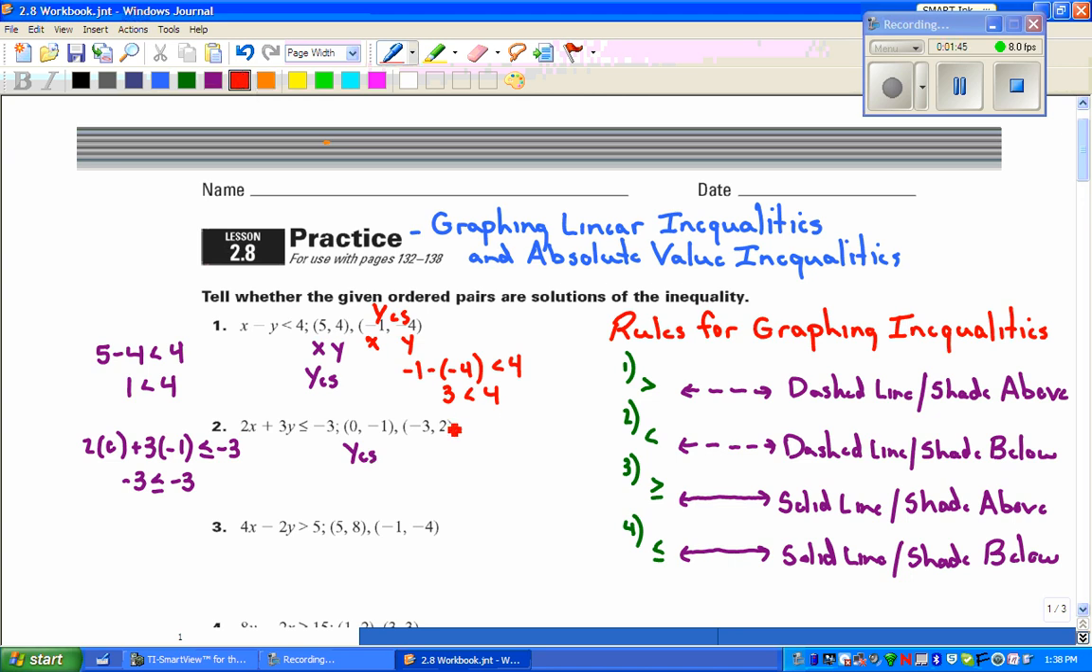All right, in red, 2 times negative 3, plus 3 times 2, less than or equal to negative 3. So you're going to get negative 6 plus 6, so you're going to get 0 is less than or equal to negative 3. Now this one right here is not true. So you know now that this is not a solution to this inequality. So that's what we're looking for: the actual ordered pairs that would make inequalities true, and we can represent that through graphing.